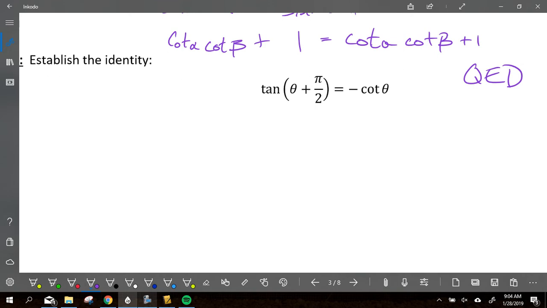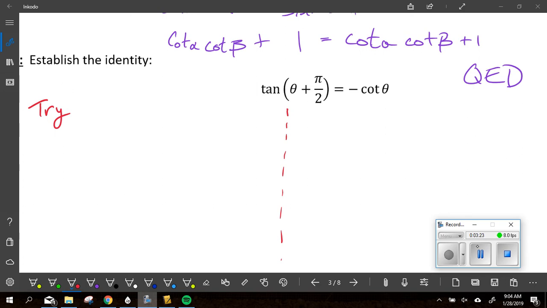Same thing. I'm going to have you try with your neighbor here. Tangent of theta plus pi over 2 equals negative cotangent theta. Do this for me, though. Split your paper in half. Over here on the left side, try it with your neighbor. You might get stuck, so I'm going to give you some space in case you do. You don't have to erase everything; you can just try it over on the right side. Go ahead and try that one. Talk to each other, get it figured out.